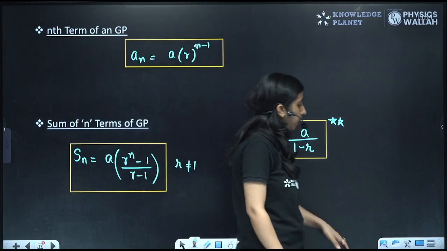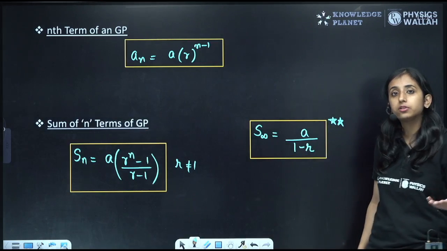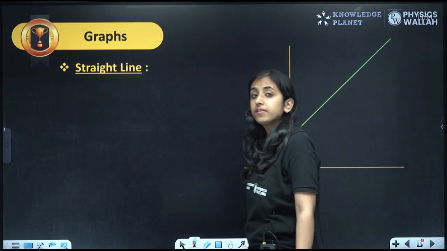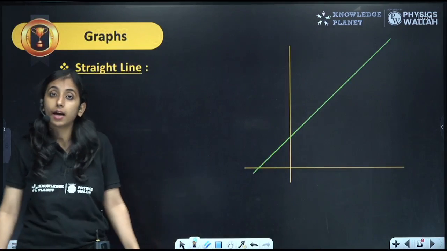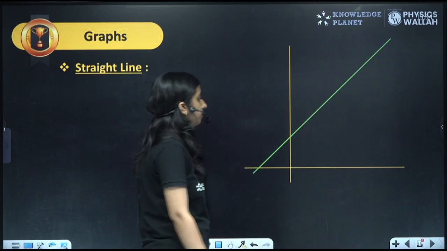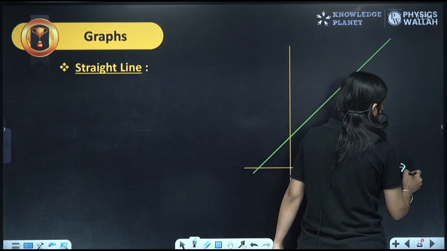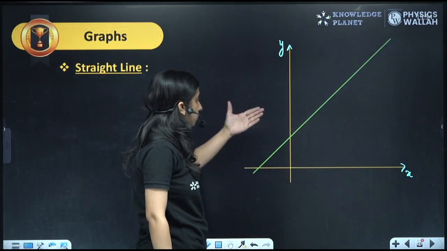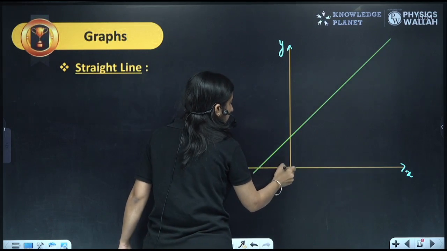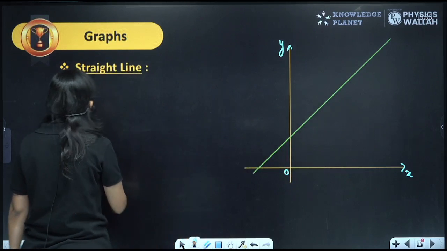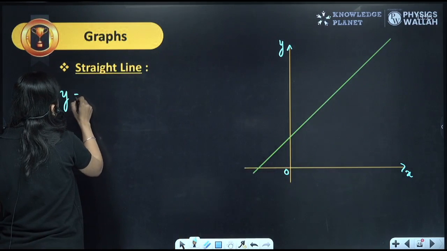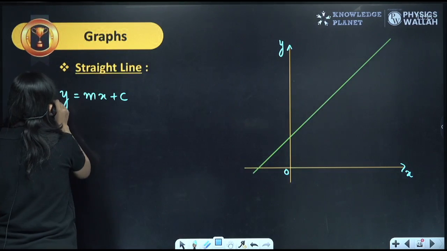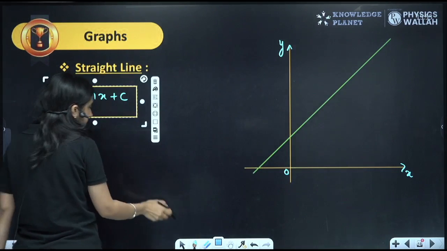This is all about arithmetic and geometric progressions. Let's move forward to graphs. So there is a very important graph, the straight line graph. If we have this as the x-axis and this as the y-axis, then this is a straight line in the xy plane. So the equation of a straight line is y is equal to mx plus c. This is the general form of the equation of a straight line.